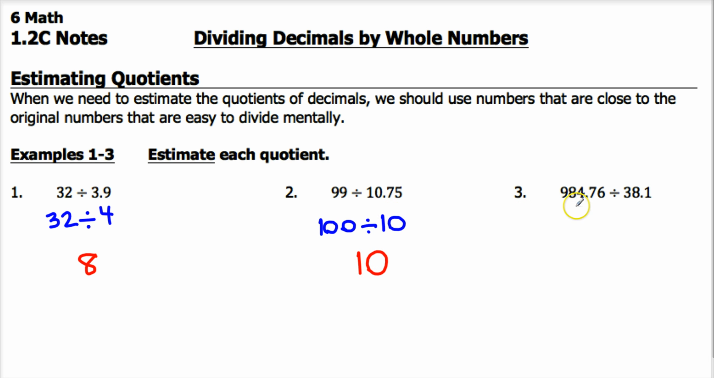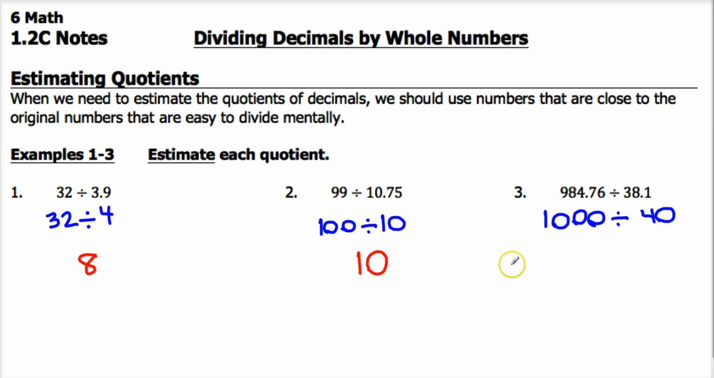Okay, last one, number 3, 984.76 divided by 38.1. Well, for this problem, 984.76 is pretty close to the number 1000. And a lot of times when you're dividing, if you can get your numbers to end in 5s and 0s, that's going to make your life a lot easier, especially if you're trying to do the division quickly or in your head. 38.1, well, the next whole number that ends in a 0 that 38.1 is close to is 40. So we could estimate this quotient by instead taking the number 1000 divided by 40.